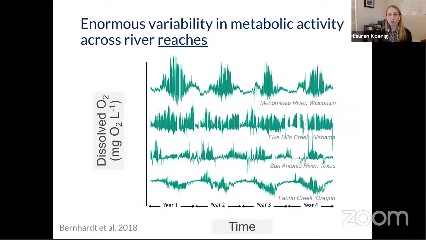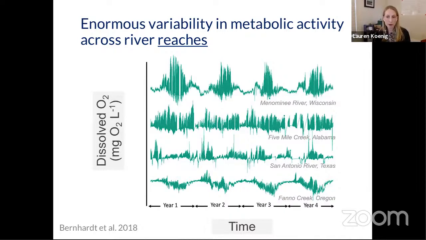And so I've already shown you one example from the Connecticut River, but as you can see from this figure showing these vastly different oxygen time series from just 4 streams across the United States, we now know that there's enormous variability in metabolic activity both within and across stream reaches. And this variability is seemingly a big challenge, so graphs like this are really exciting, but it's also a bit daunting. Okay, so how do we understand how river ecosystems work?